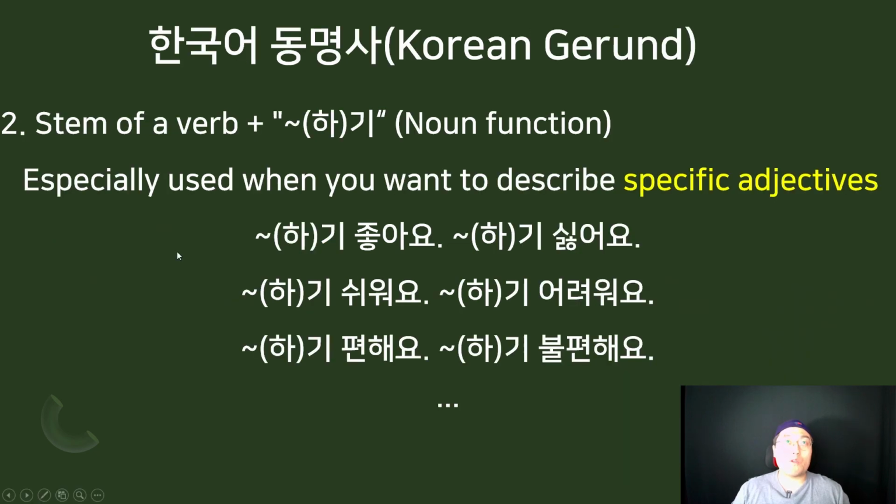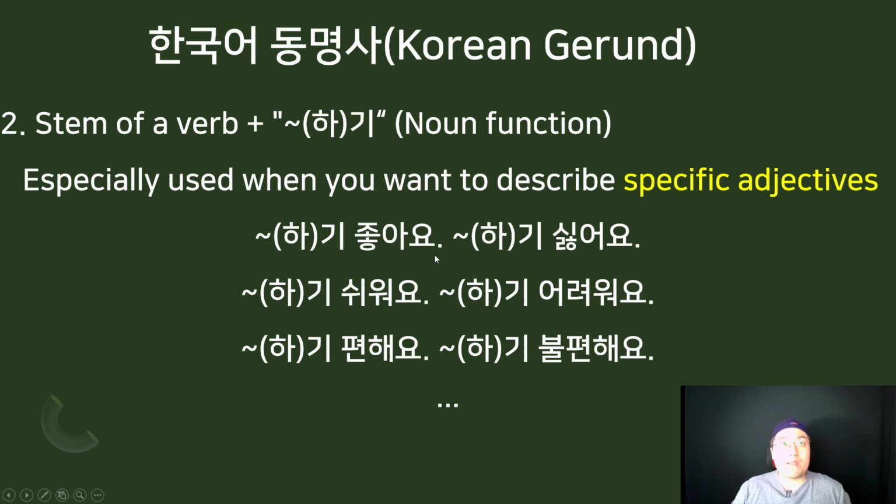Number two. Stem of a verb plus 하기 or 기. This also has the noun function. Especially, this is used when you want to describe specific adjectives. Even though I know it looks like a verb, it's used with adjectives. Okay, so let's look at this.